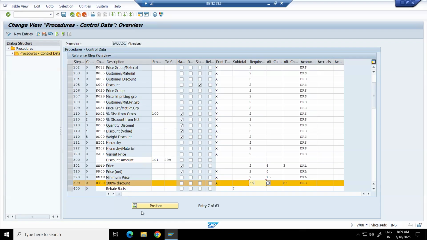The 100% discount or free goods will always contain this R100 condition type, which ultimately makes the material value 0. The alternate condition type of this one will be 20. This is the alternate condition base type, which will be 28. Then the accounting key will be ERS. Okay, guys, clear?